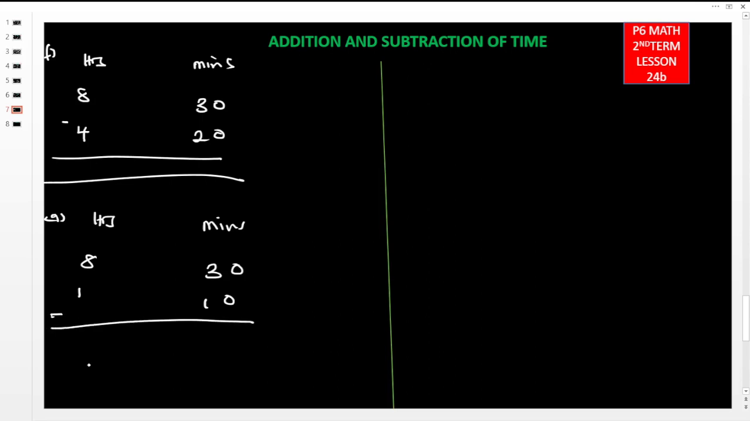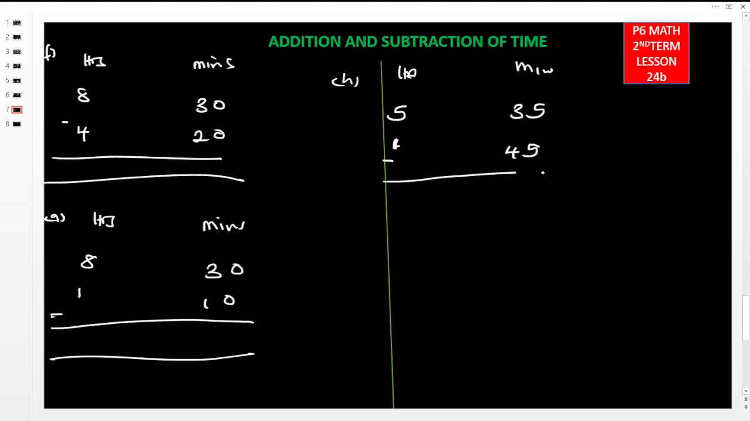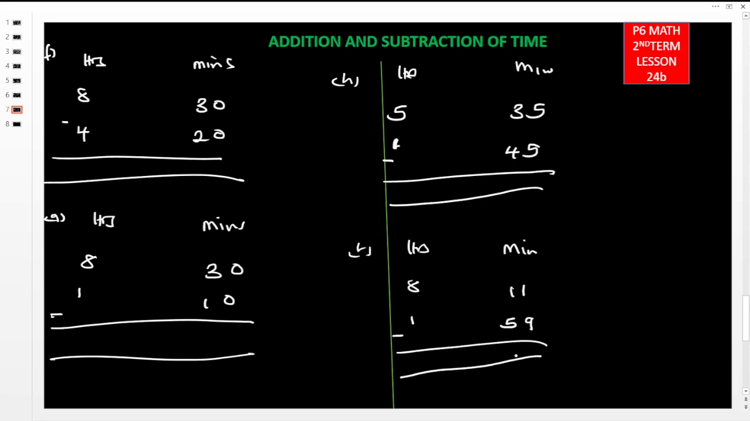We are subtracting. Part H, the hours and minutes. This is 5. Here we have 35. This is 1. Here we have 45. We are subtracting. Then I, hours and minutes. Here we have 80, and here we have 11. Then here we have 1. Then here we have 59. What are we doing? We are subtracting.